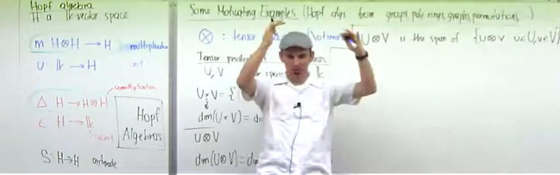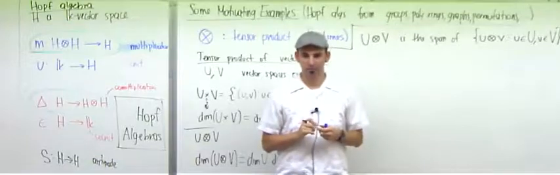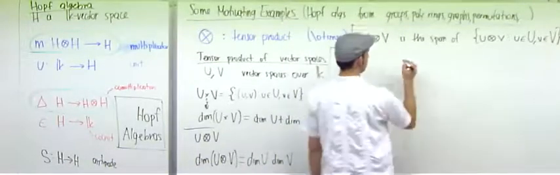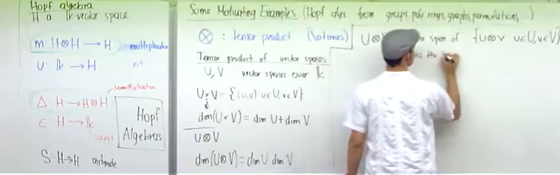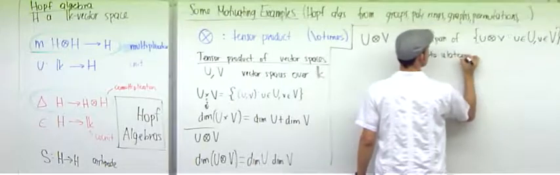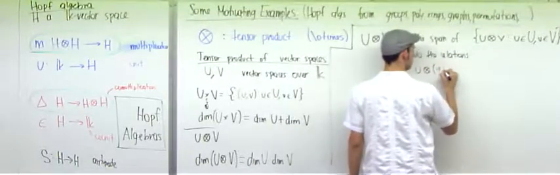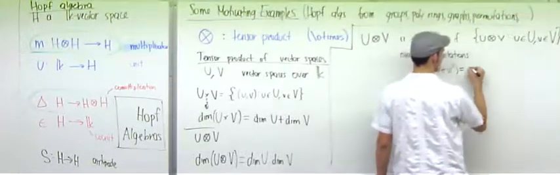u times (v + v') is u times v plus u times v'. That actually makes sense here, and I want to impose that relation. Modulo the relations, I want to impose that if I do this, it should be the same as if I do this.